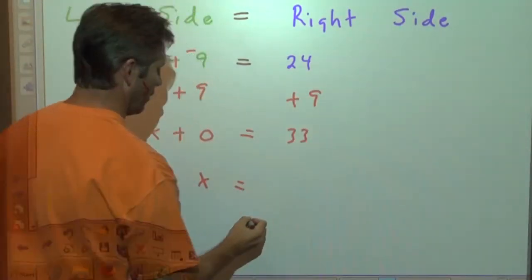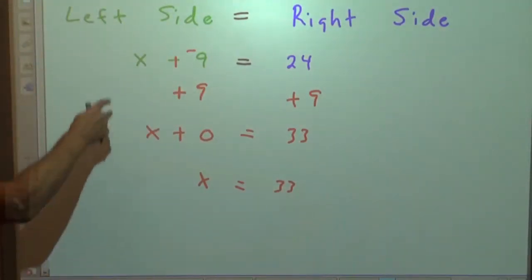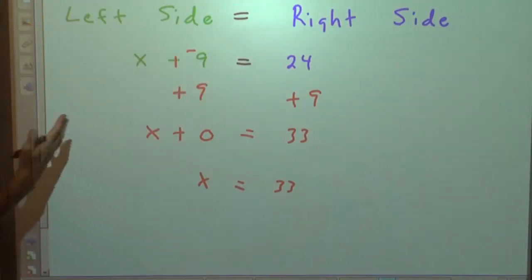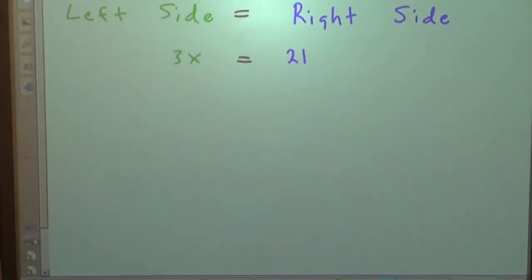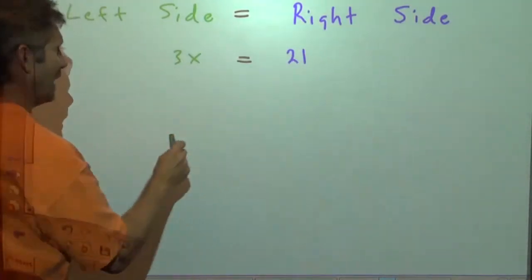So this will give us 33, so we know our final answer must be that x is 33. Check your work, 33 plus a negative 9, or 33 minus 9 in the original form, is 24. Got the right answer. All right, we got to get x by itself, so we're focused on this side. We'll deal with that guy later.